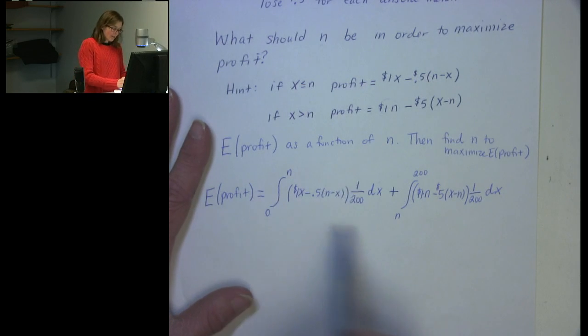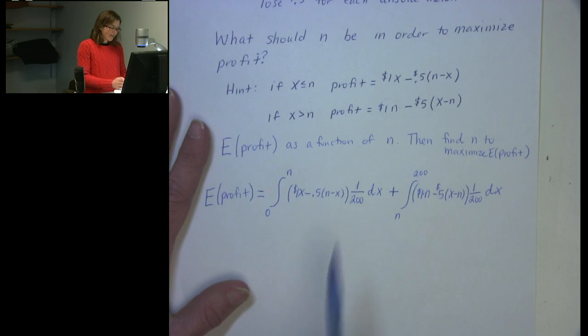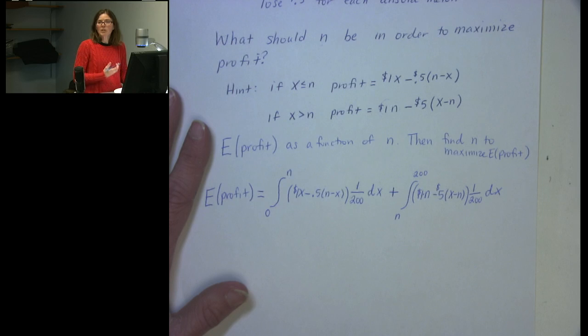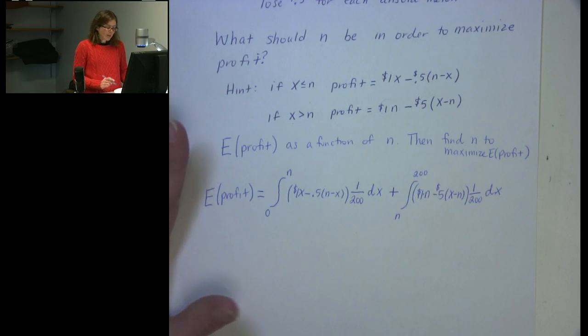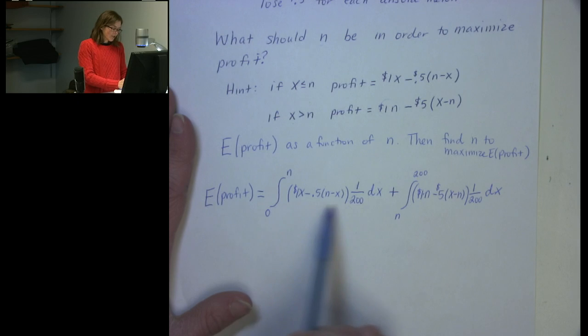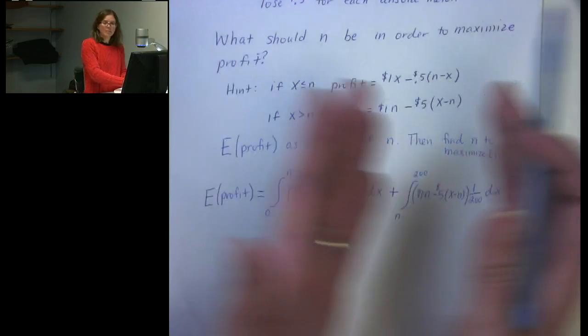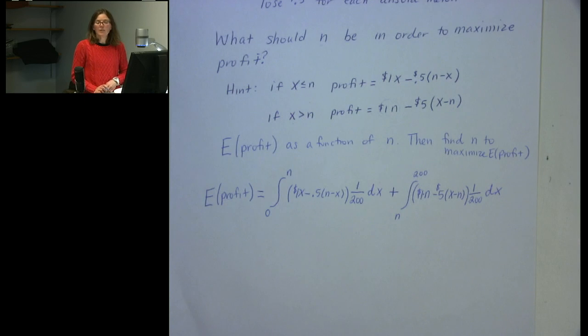If we go through the process and do this integration, we can find the expected value of the profit as a function of n, and then take the first derivative and set it equal to 0, and you'll be able to solve for the value of n that is going to maximize your profit. So work through this idea. But when we have two different profits here, we have to break it up into pieces, and that's really the key to this problem.